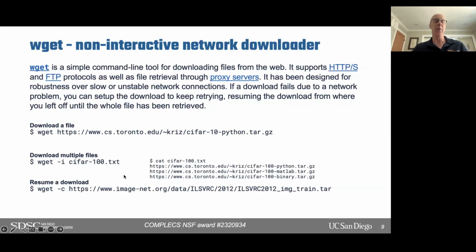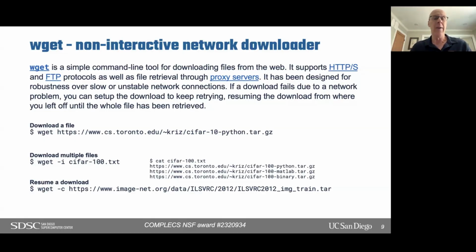If we want to download multiple files, we can use wget with the -i option, followed by the name of a file that lists all of the URLs. So for example, if we wanted to download the CIFAR-100 Python, CIFAR-100 MATLAB, and CIFAR-100 binary, and not have to write this out and do multiple wgets, we could just put all of those names into a text file and use wget -i.